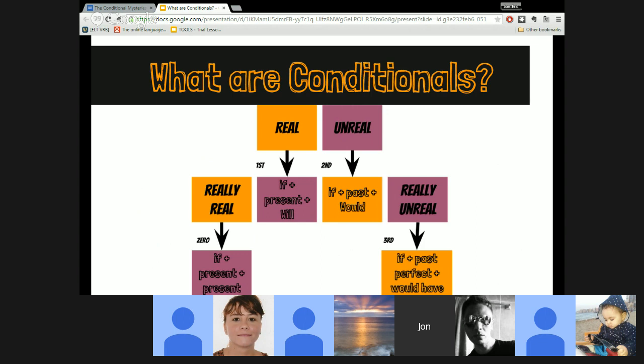And we number them like this. The real conditional is called the first. The unreal is called the second. The really real one, where there's no speculation at all, is called the 0. And the really unreal one, which is about the past, is called the third. So in grammar books, you'll see 0, first, second, and third conditional. And the formula for those conditionals is right there on the screen. Okay? Now, that's the formula, but that doesn't help very much. We need to see what they actually are.